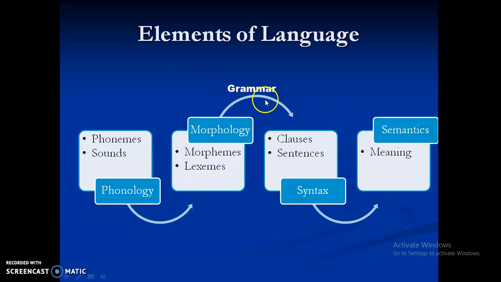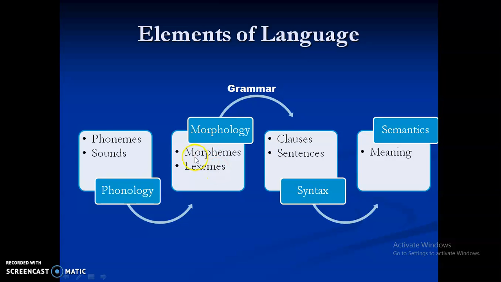So language basically is composed of these elements like phonology, morphology, syntax, semantics. What are these things? Actually, the basic unit of any language is sound or phonemes. Like English has got 44 phonemes, Urdu has got 57 phonemes. So phonemes or sounds give us morphemes or words or lexemes. The study of words, shape of words or parts of words is known as morphology.